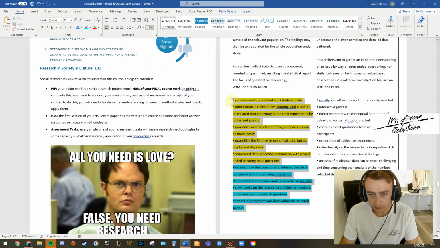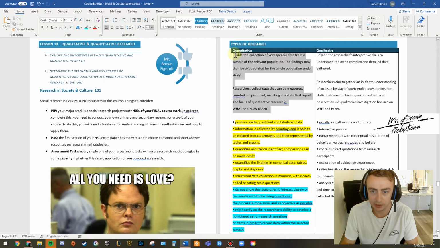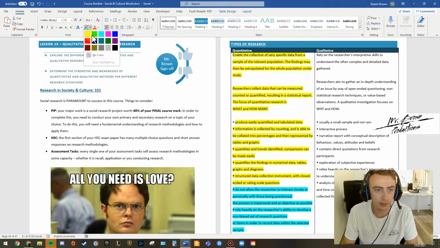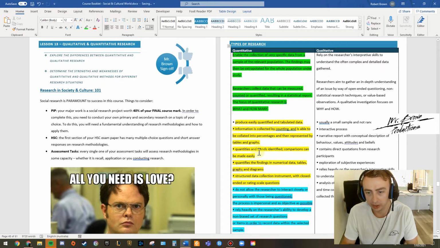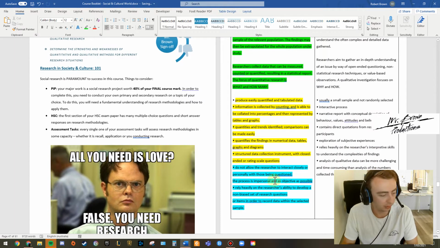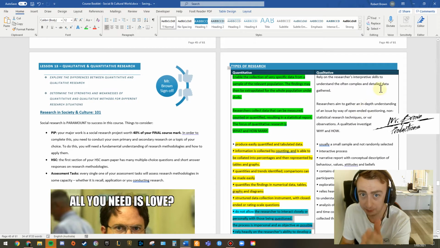So you should have the 3 cards. Your first card should have been this top bit, your second card should have been here, and your third card should have been there. So that was the definition, that was the strengths, that was the weaknesses. So we're now going to do the same with qualitative.